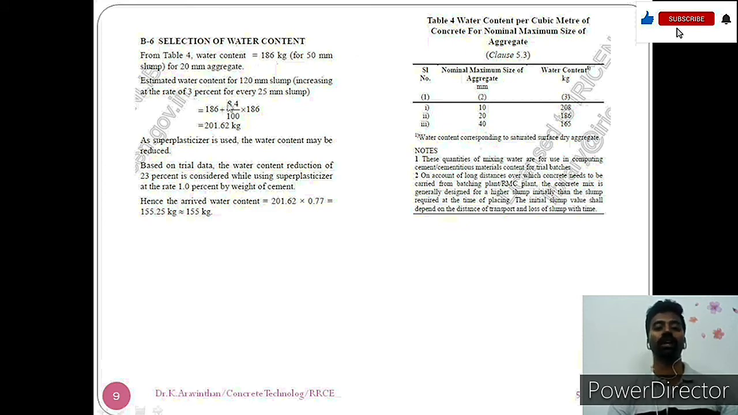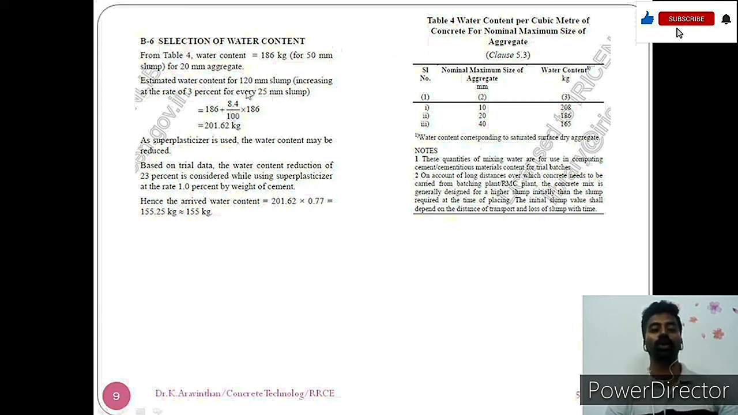So according to this, we have assumed 186 kg of water content. Also, this is for a slump of 50 mm. This table you can use exactly, 186 kg, if you are going for a 50 mm slump. If you are increasing the slump, right now our intention is to get a slump of 120 mm. So the code also gives a proportioning for that.